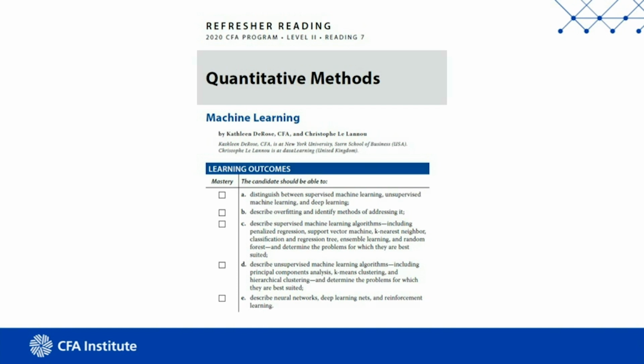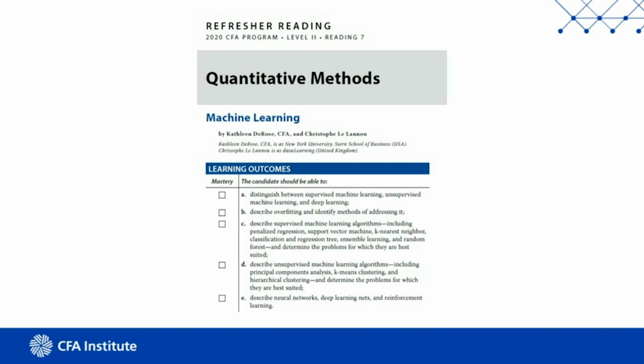Another topic which is very important, item B on this list, is overfitting and methods of identifying and addressing it. This is a really important challenge in machine learning: how to learn the patterns of the data in a way that is useful and not too detailed. So I'll talk more about that.